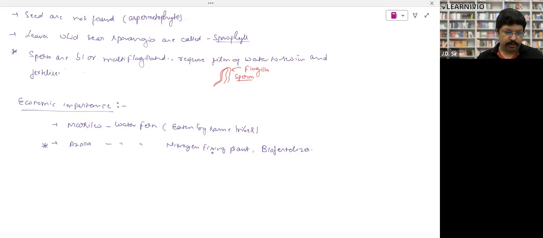One more important thing: Adiantum. Adiantum is called maidenhair fern.